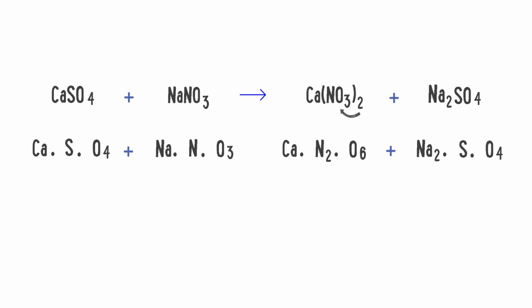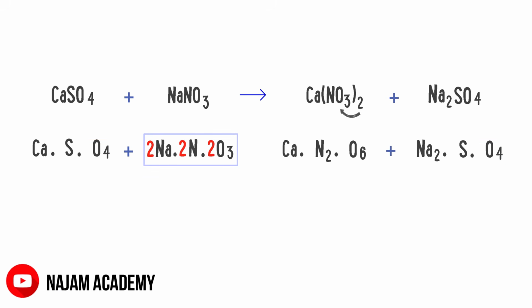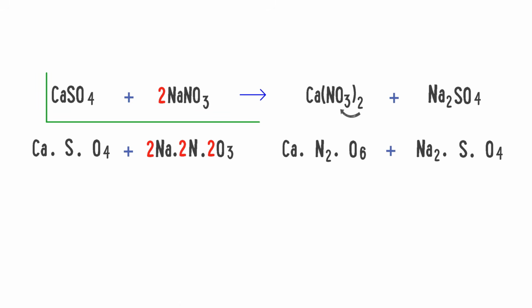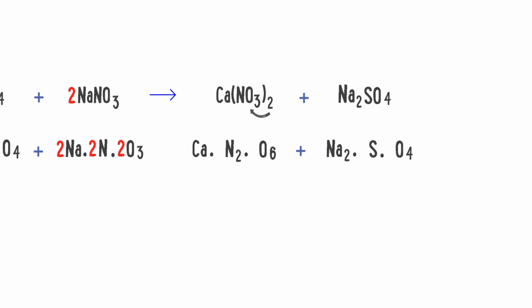Na2SO4. Now I start balancing from non-metals like sulfur or nitrogen. Here there are 2 nitrogen atoms and there is 1 nitrogen atom. So multiply nitrogen by 2. Also multiply sodium by 2 and oxygen by 2. There is 1 sulfur and also 1 sulfur. Now balance the metals. 1 calcium, 1 calcium. 2 sodium, 2 sodium. 4 oxygen, 4 oxygen. Thus I take this 2 and put it with sodium nitrate. This is the complete balanced chemical equation.